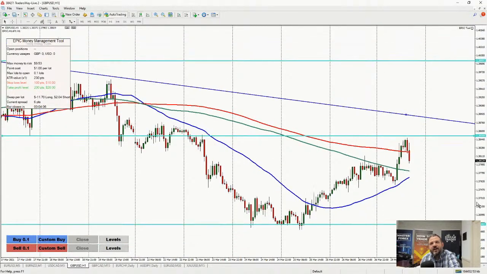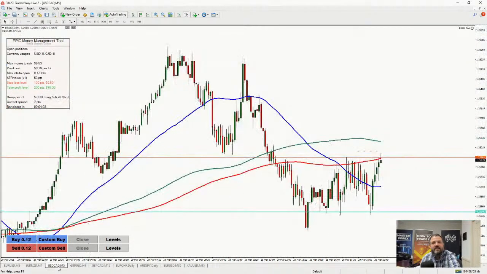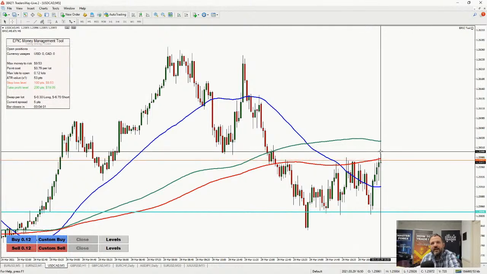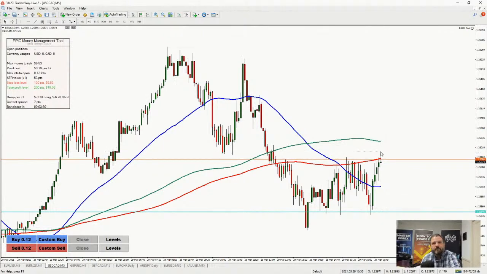So let me take a look at my trade. Oh, so it looks like I got stopped out. No, let's see. Yeah, I got stopped out. So we got a loser here. And so my losing trade, we're going to go add that to the spreadsheet.